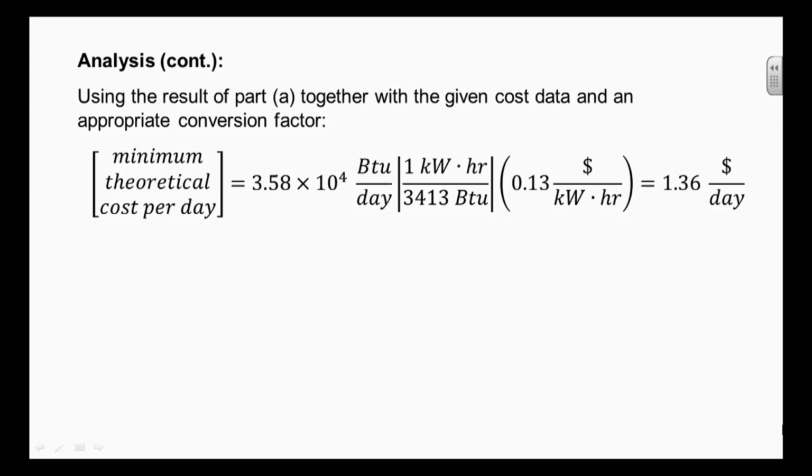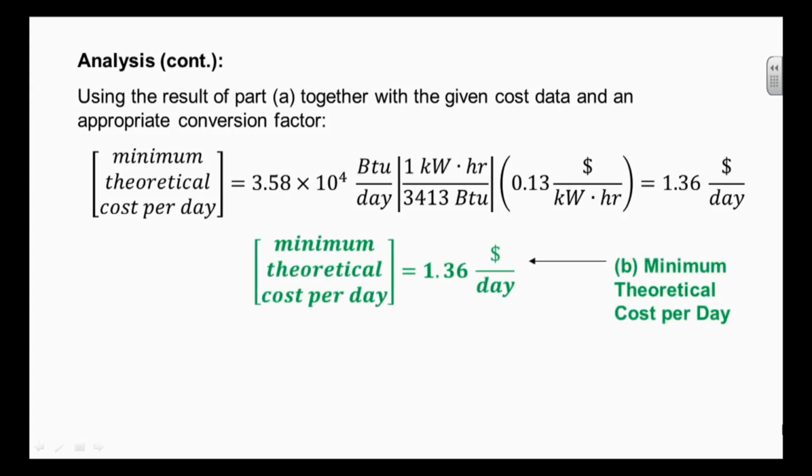For part B, we use the result we just obtained for the minimum work input, together with the given cost data for the electricity. Note that we also performed the required unit conversions to go from BTU per day to the price of electricity per kilowatt hour. The minimum theoretical cost per day is $1.36. This is the second answer we were seeking.